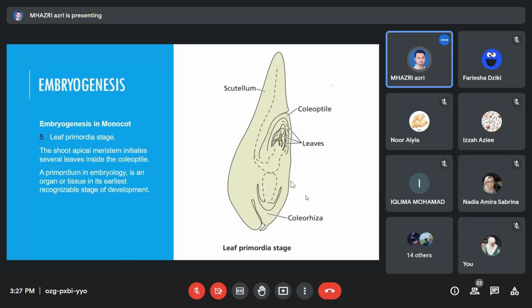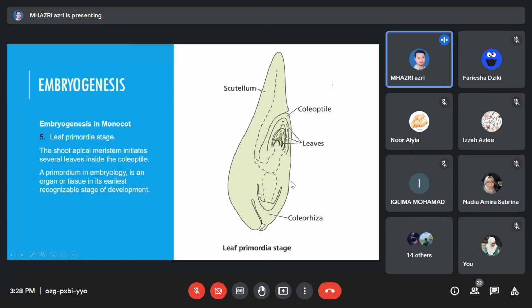Leaf primordia stage. The shoot apical meristem initiates several leaves inside the coleoptile. Primordium in embryology is an organ or tissue in its earliest recognizable stage of development. So this is the coleoptile, and under the coleoptile it has the structure, the apical meristem. This one will produce leaves later when the seed germinates into a seedling.